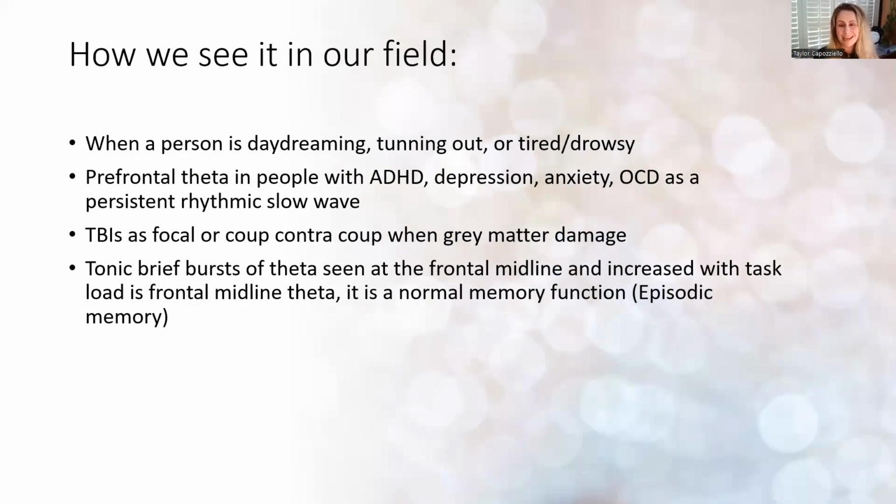But in our field, how do we usually see theta? It's usually when a person is daydreaming or tuning out, or they're tired and drowsing. And remember, that's probably alpha, slowed alpha happening because they're getting tired. We see it a lot as prefrontal in people with ADHD, depression, anxiety, OCD, and we see it as persistent, rhythmic, slow wave. Theta can be present in TBIs, and it's often seen as focal or coup contrecoup, just like we did at delta.